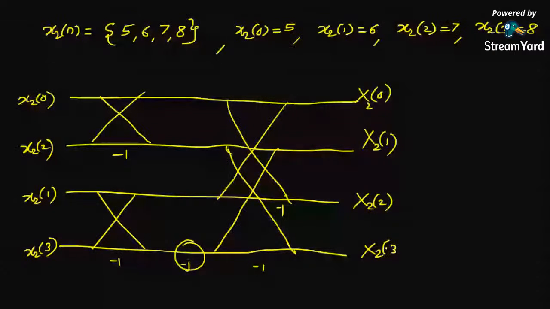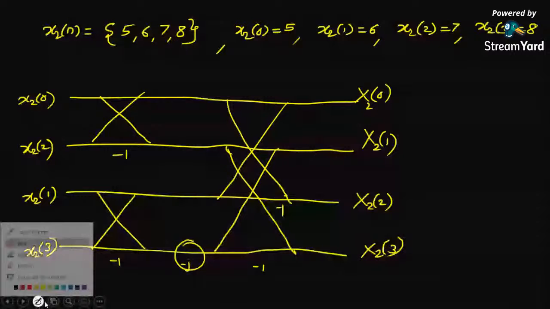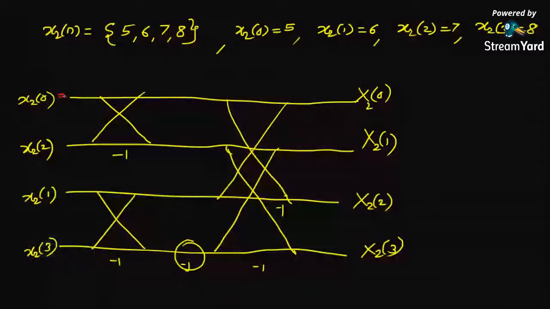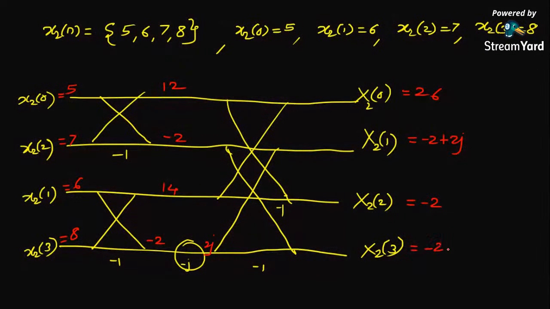Okay, now put the values. x2 of 0 is 5, x2 of 2 is 7, then 6 and 8. Do the calculations: 5 plus 7 is 12, 5 minus 7 is minus 2, 14 and minus 2, then the 2j. Then 26 is equal to minus 2 plus 2j, 12 minus, it is minus 2, minus 2 minus 2j.